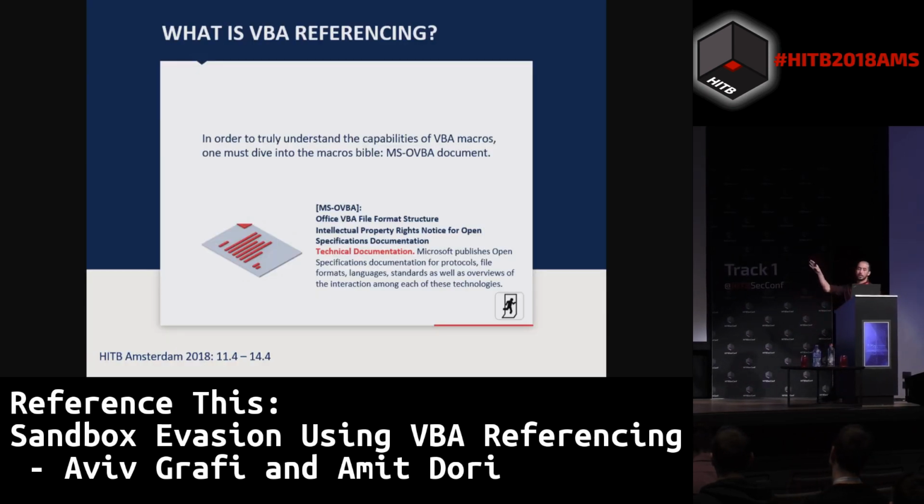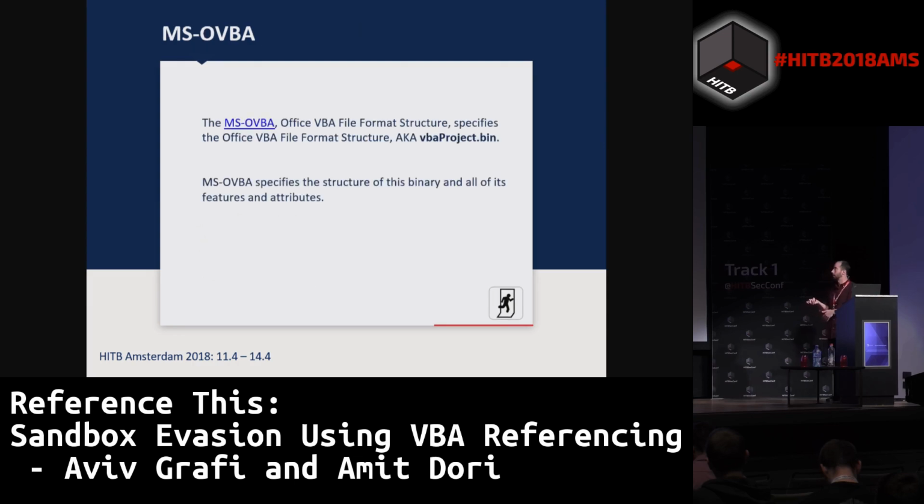So in order to truly understand what VBA macros are capable of, you have to look in the MS-OVBA document issued by Microsoft. It's the documentation for the Office VBA file format. It's a binary file that hosts all of the capabilities of VBA projects. For example, Office products like Word, Excel and PowerPoint have the capability of embedding these files within. Usually they're called vbaProject.bin. And this is the relevant file that hosts all the macros and the VBA capabilities, and the malware.